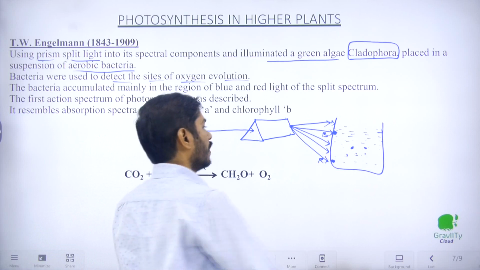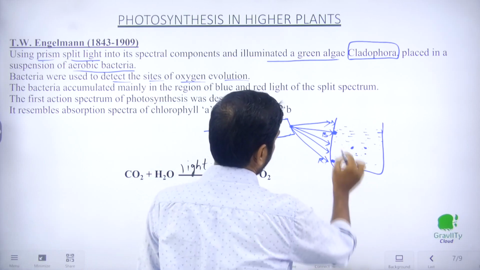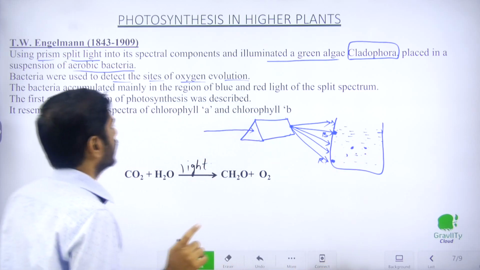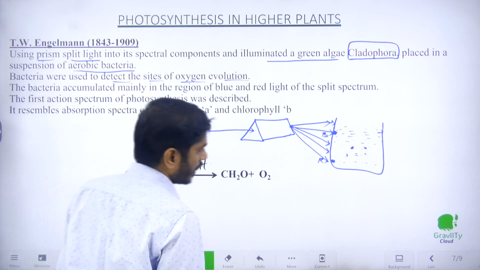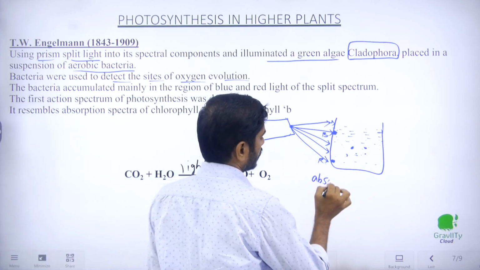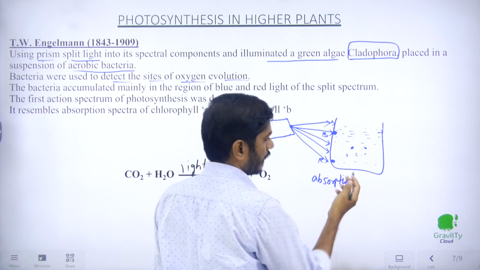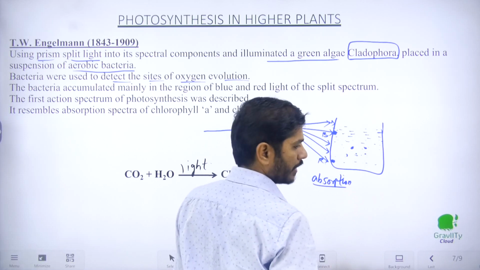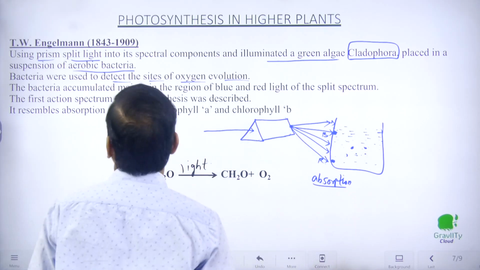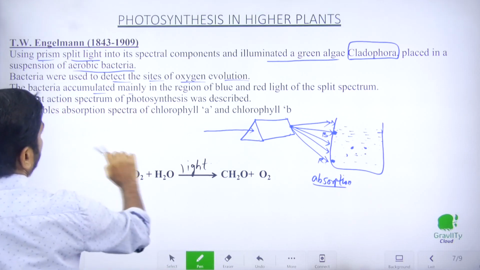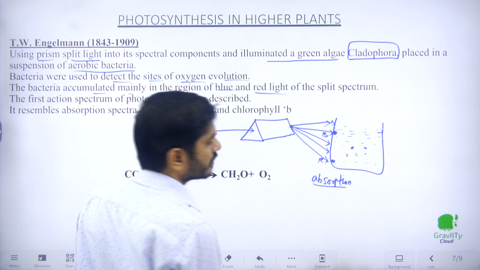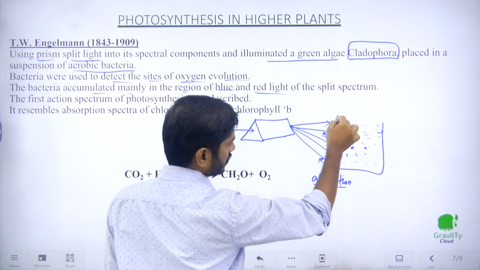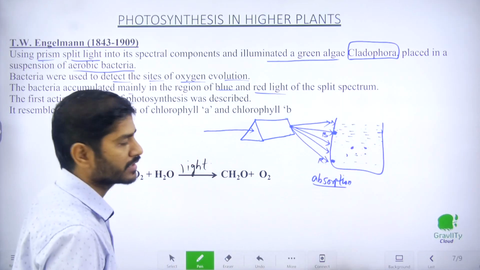Now here, where exactly is it incident, blue and red light, remember this point, blue and red light. For blue and red the absorption is at maximum, the light absorption for blue and red light is high. The bacteria accumulated mainly in the region of blue and red light of the split spectrum. So he passed this light into this. Why? Because it is a glass chamber, everywhere glass, so light can pass through.